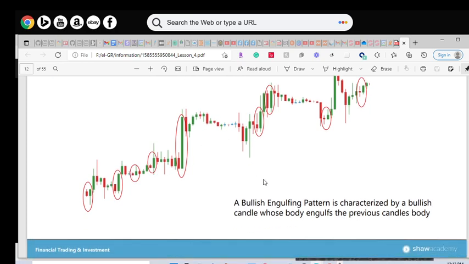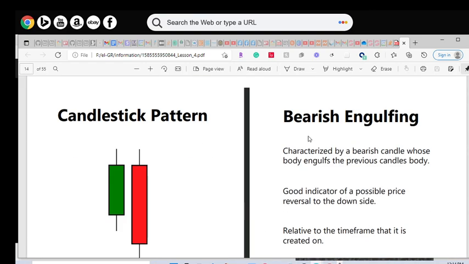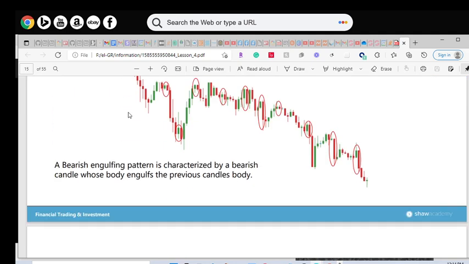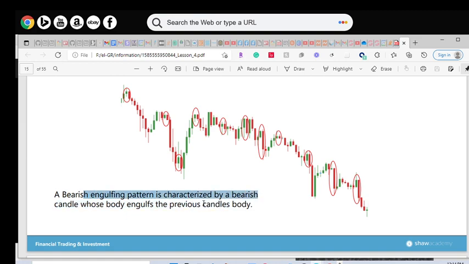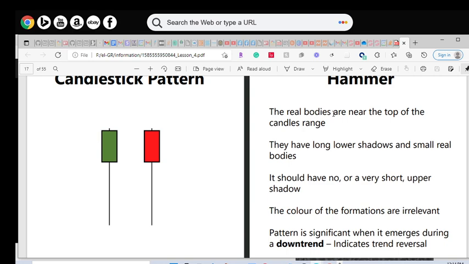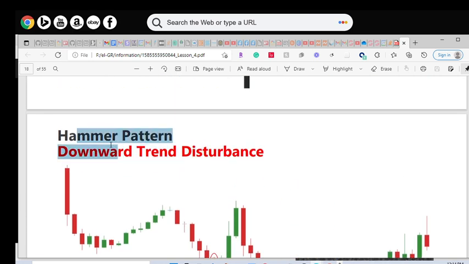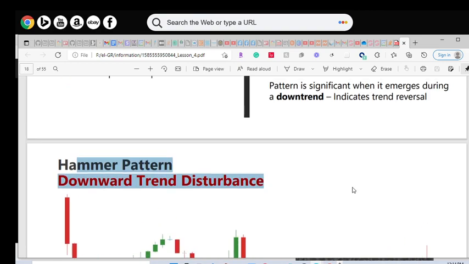You can see you have a bullish candle engulfing the body of the previous candles. Then you have the bearish engulfing that we talked about, and this is the downward trend taking place, followed by a bearish candle engulfing the previous body. This is the hammer that we talked about. So here we have a hammer pattern, a downward trend disturbance going on over here.